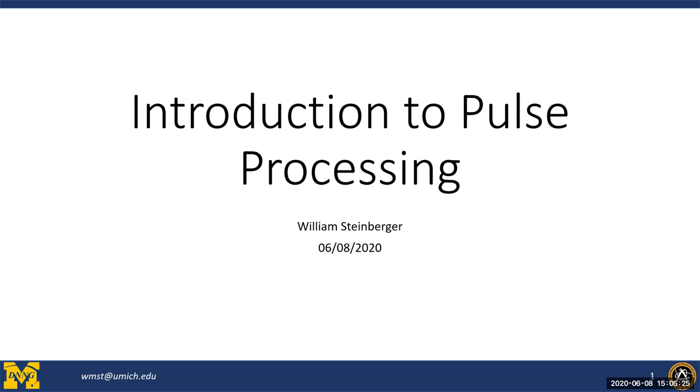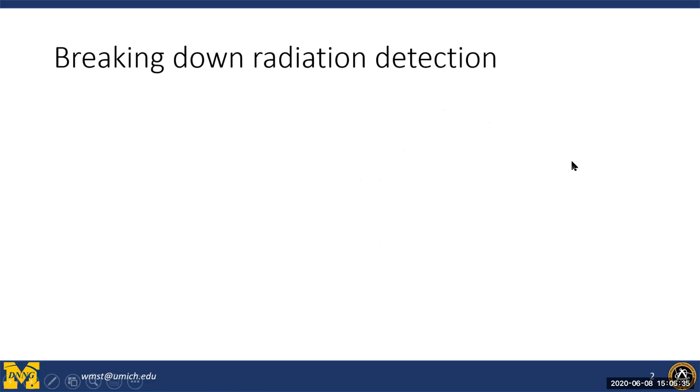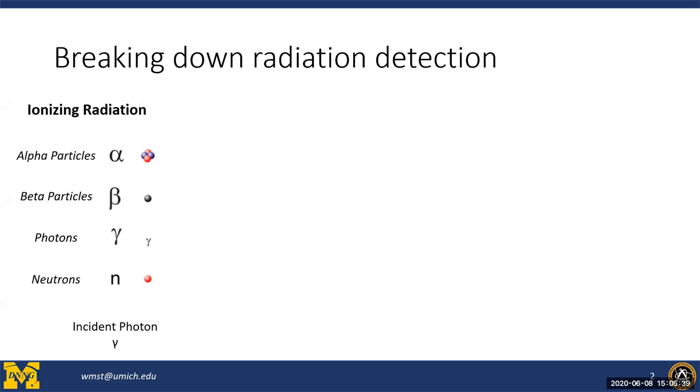My name is Will. I'm a PhD student at the University of Michigan, and today I'm going to be presenting an Introduction to Pulse Processing. So to start off, let's do a little recap, breaking down radiation detection. As we've been discussing through all of this lecture series, we're looking at ionizing radiation, and specifically the four main particle types that we look at are alpha particles, beta particles, photons, and neutrons.